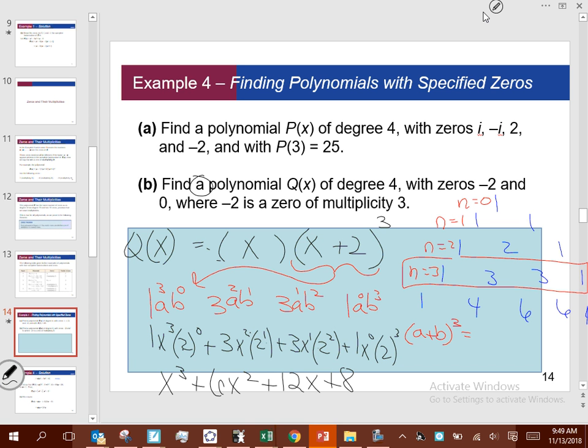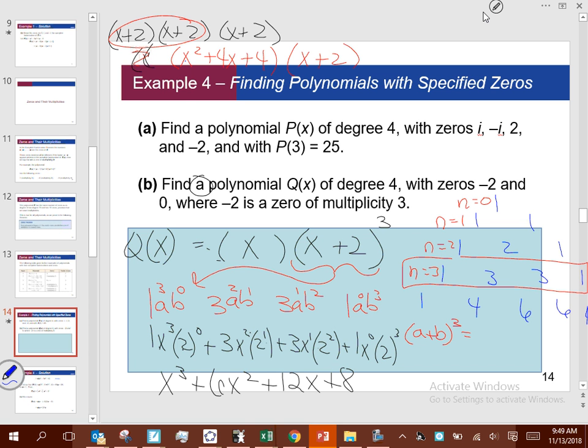Now, is that the only way? Absolutely not. If you wanted to, you can do it up here. You go (x + 2), (x + 2), (x + 2). If I FOIL those two, it gives me x squared plus 4x plus 4, then times (x + 2). And now I just have to distribute that as well.